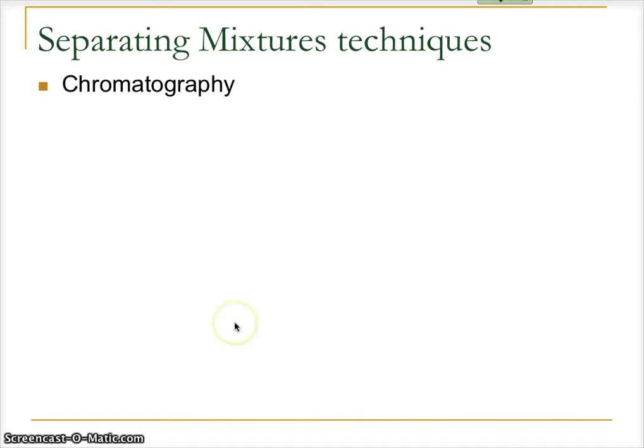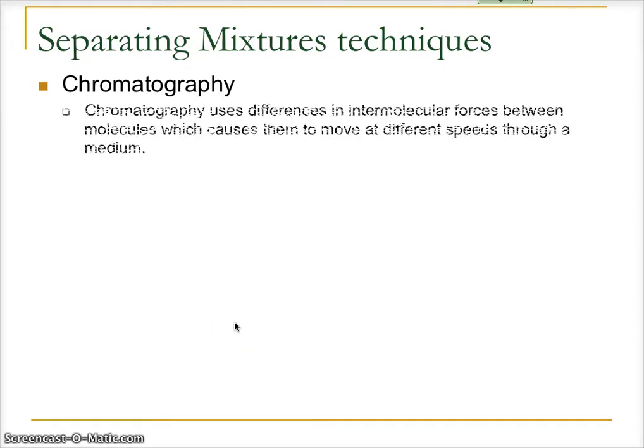Chromatography is another method, and we will do some chromatography in class. It's really a cool little process. Chromatography uses differences in intermolecular forces. So intermolecular, between molecules, they sometimes attract each other and sometimes repel each other. They'll push away or pull together. So chromatography exploits those differences. It can be kind of complicated.